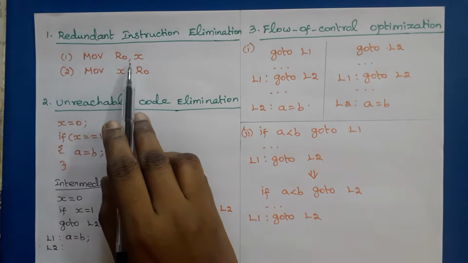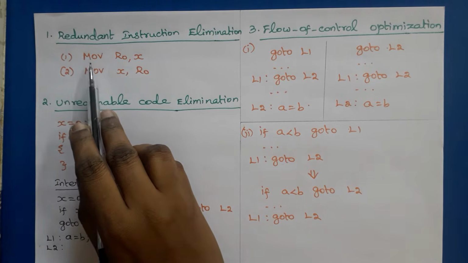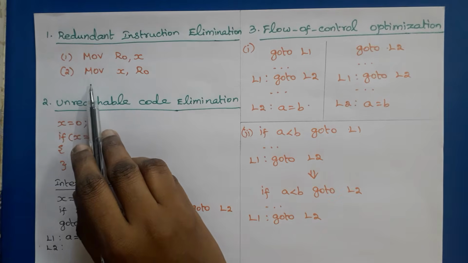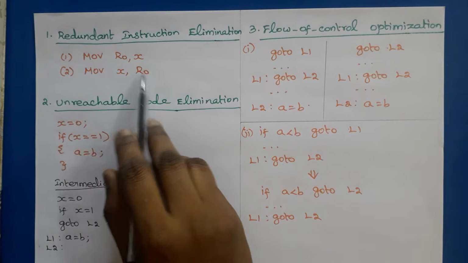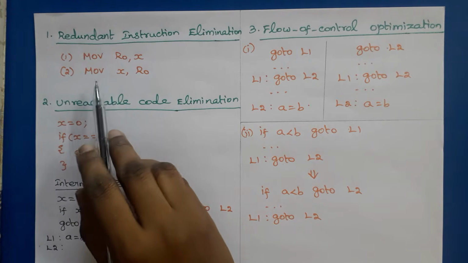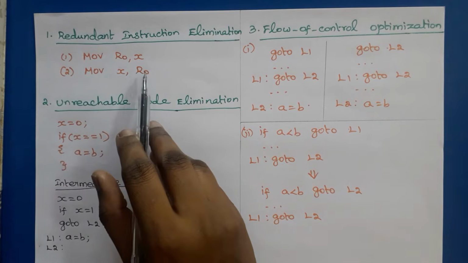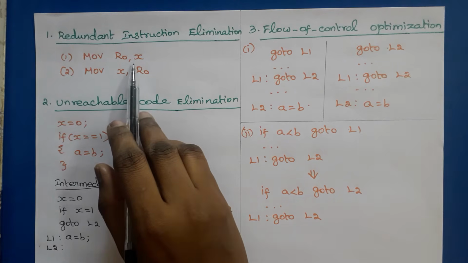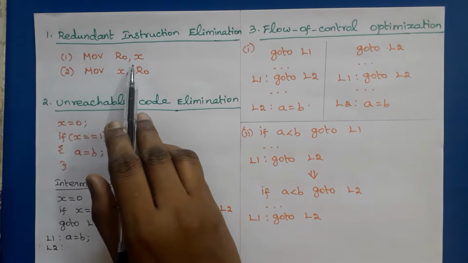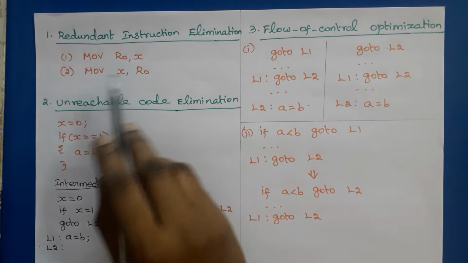the first one is move r0 comma x and the second one is move x comma r0. So the first one is a store instruction. It moves the content of register r0 into the memory location x, and again in the second statement x is moved into r0. So this is not necessary, right? This code is redundant. This is otherwise called redundant load and store, so we can eliminate the second statement. There is no need to move x again into r0, because in the first statement itself the copy is performed. So both r0 and x will have the same value. So there is no need to move x into the register r0 again, so we can eliminate the second statement.